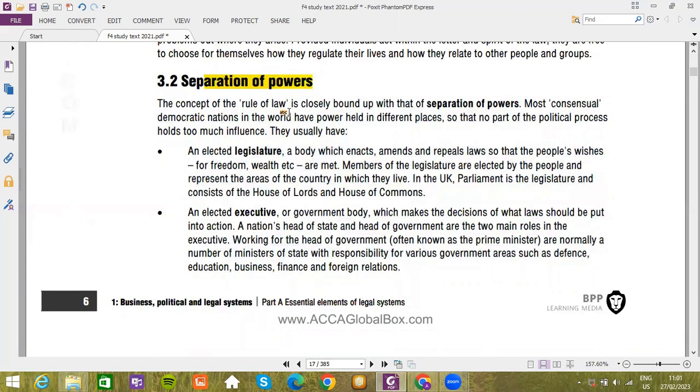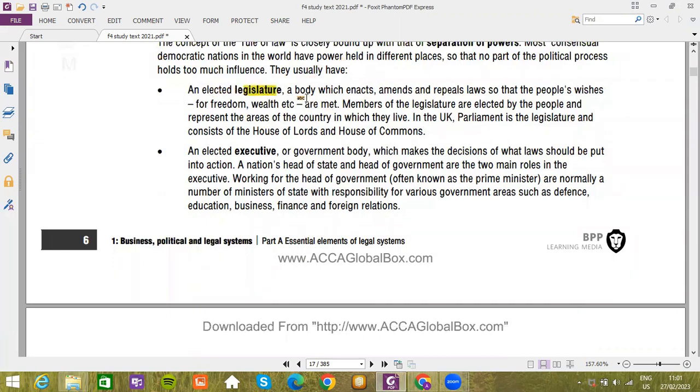The concept of the rule of law is closely bound up with that of separation of powers. Most consensual democratic nations in the world have power held in different places so that no part of the political process holds too much influence. They usually have an elected legislature, a body which enacts, amends, and repeals laws so that people's wishes for freedom, wealth, etc. are met.